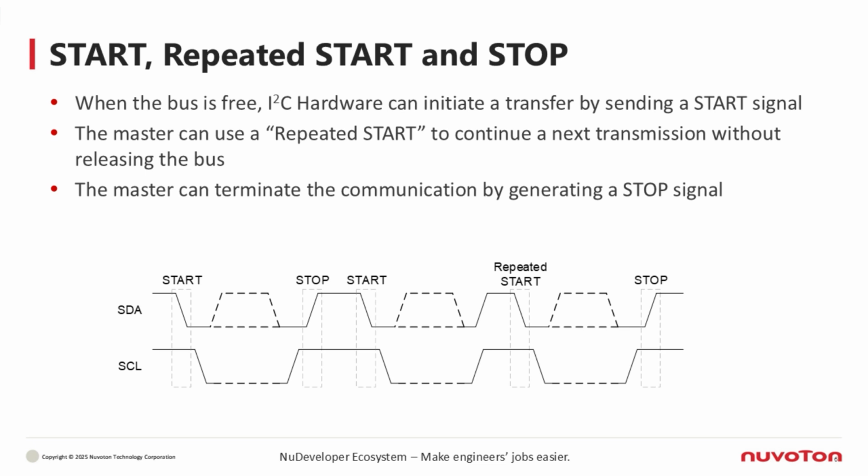And finally, when the master wants to finish the communication, it generates a stop condition. On the waveform, that's SDA going from low back to high, while SCL remains high. That transition tells the slave that the entire transaction is complete. So, to summarize, a start kicks off the communication, a repeated start lets you continue transmitting without releasing the bus, and a stop ends the transaction. These three signals form the basic control flow of an I2C operation.